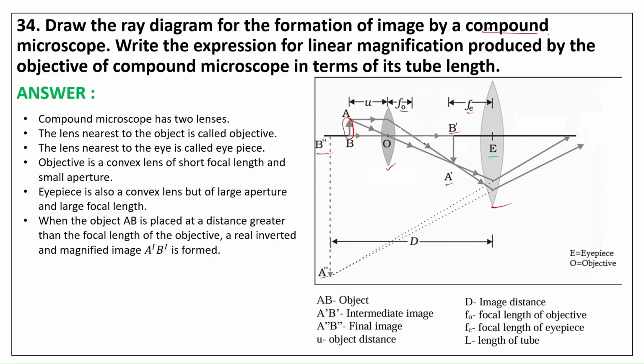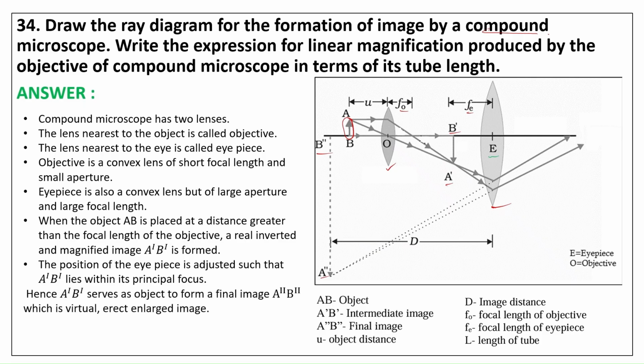When the object AB is placed at a distance greater than the focal length of the objective, a real, inverted and magnified image A'B' is formed. The position of the eyepiece is adjusted such that A'B' lies within its principal focus. Hence A'B' serves as the object to form a final image A''B'', which is a virtual, erect, enlarged image.